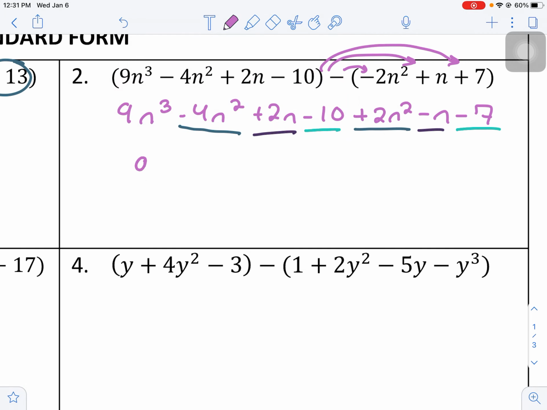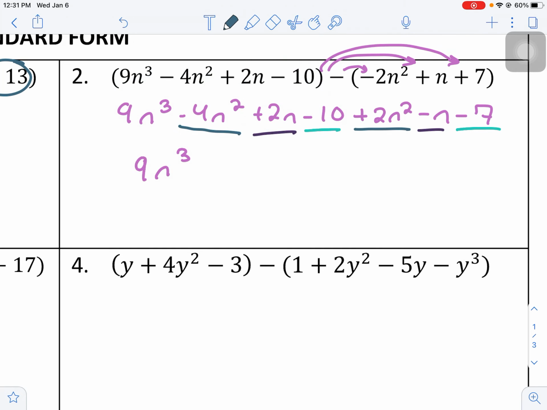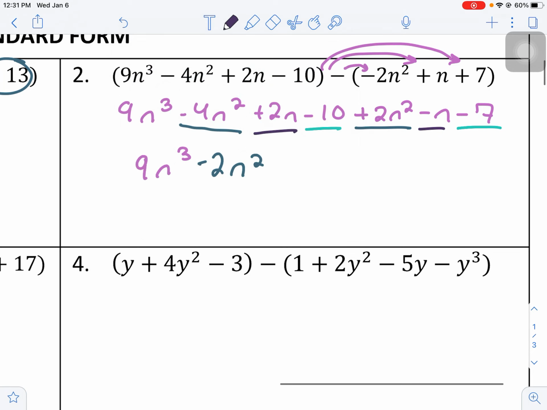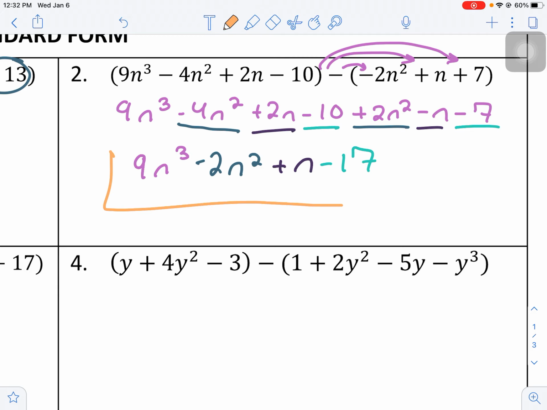So 9n cubed is going to stay because there's no other cubes. Negative 4n squared plus 2n squared is going to give us negative 2n squared. Positive 2n minus n is going to give us just plus n. And then negative 10 minus 7 is going to give us negative 17. And then this would be our final solution here.